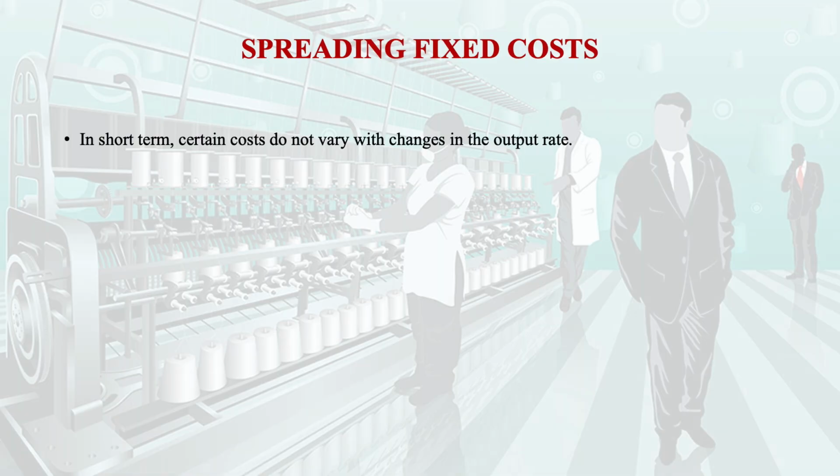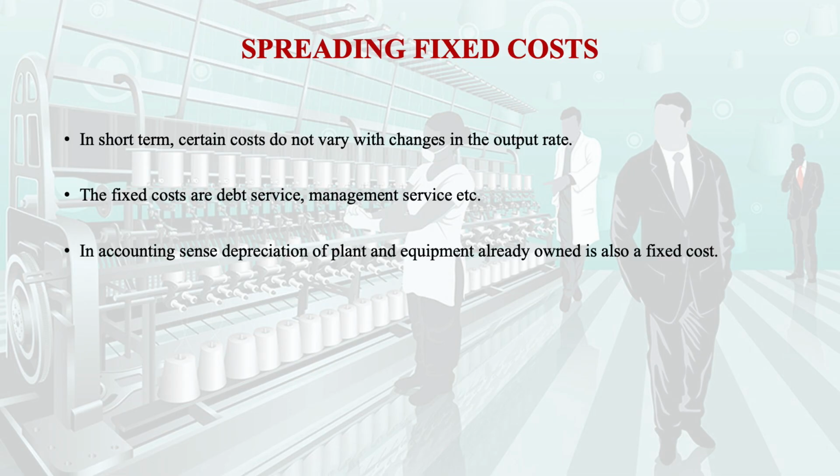If we talk about the fixed cost, in the short term, certain costs do not vary with changes in the output rate. For example, the debt service or the management service are fixed costs. In the accounting sense, depreciation of plant and equipment, which is already owned by the management, is also termed a fixed cost.